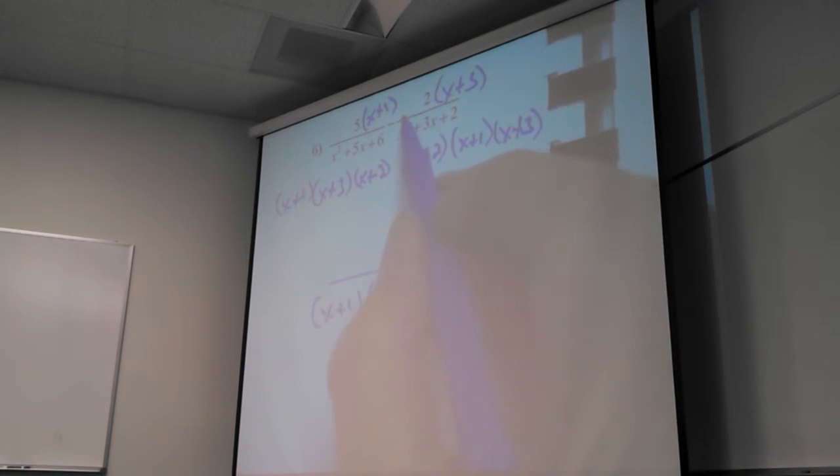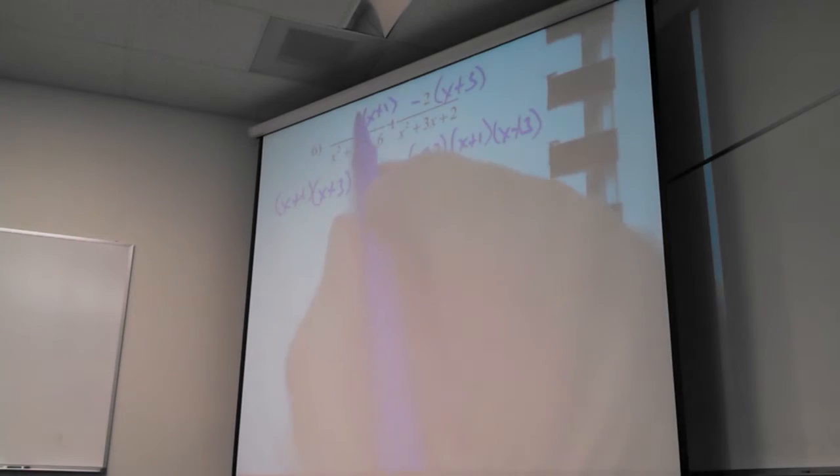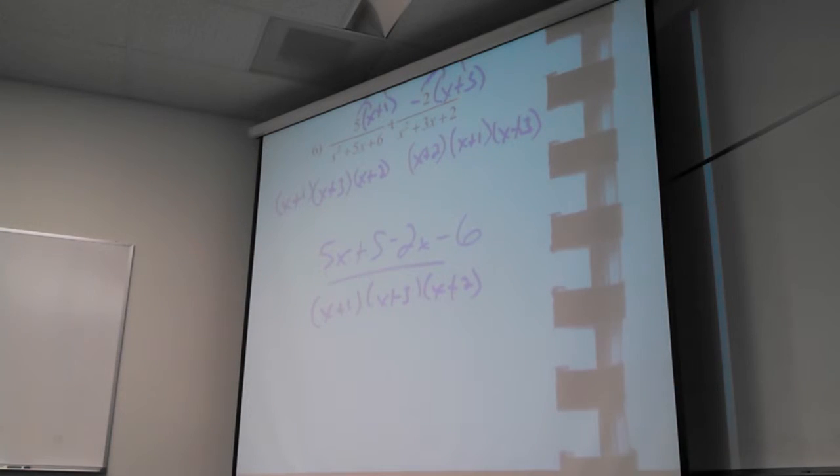Yeah, so what did I say is a good idea here? Yeah, make that a plus and put the negative there. And then it's in your face that that's got to distribute through. So I get 5x plus 5 minus 2x minus 6. Good. So the big mistake is people tell me it's plus 6.